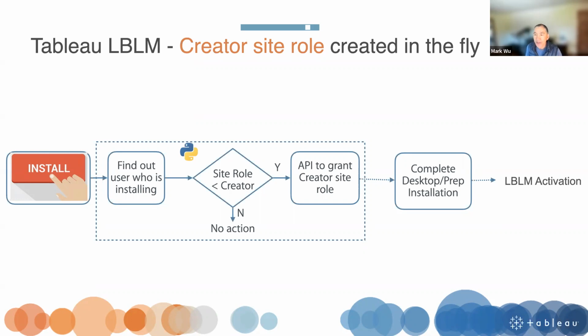He didn't even know. After installation, he clicks Tableau Desktop or Prep, any one to start with. The LBLM activation window pops up, the server URL is already defaulted, and he can activate. Everything will be very smooth. The users may not know that behind the scenes I have this site role created. The key thing that lets me do so is that I'm able to identify this user during the installation, because this package is in a controlled environment. I know who is using the package.